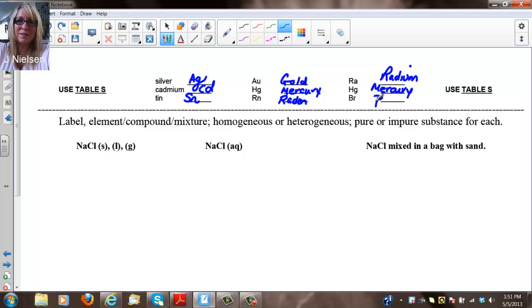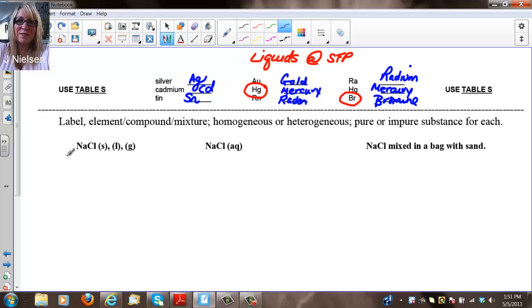And Br is bromine. So while I'm here and I have bromine and mercury listed, I want you to realize that these two elements are the only two elements that are liquids at STP. So at standard temperature and pressure, these are the only two elements on the entire periodic table that are liquids at STP.